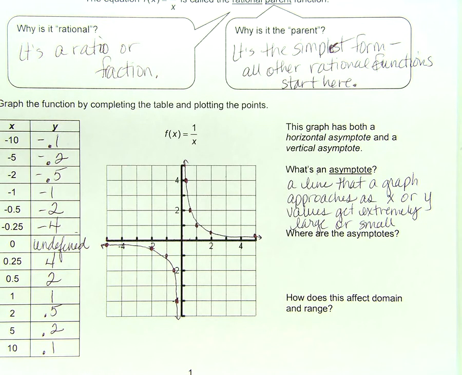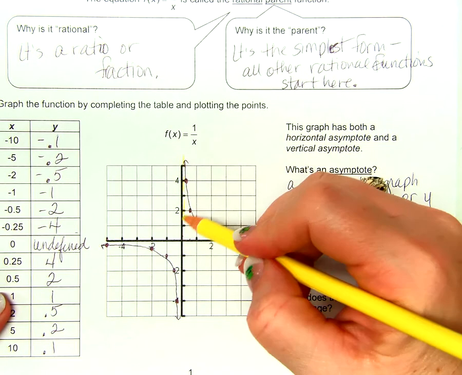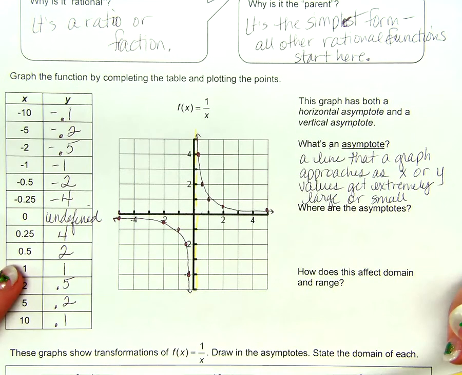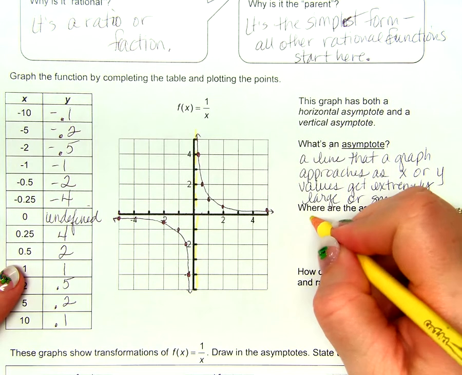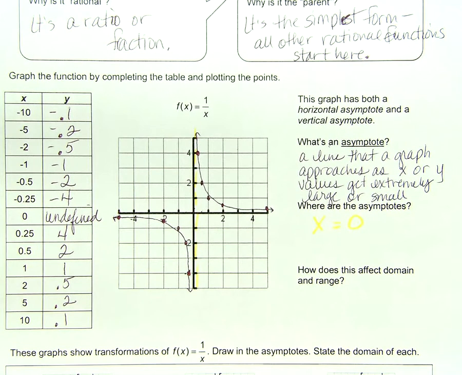So where are the asymptotes on this graph? Can you see one right here? What's the equation of that line that I just drew? In this case, it's the y-axis, right? And the equation of the y-axis is x equals 0 because that is the axis that it is crossing and where it's crossing that axis.